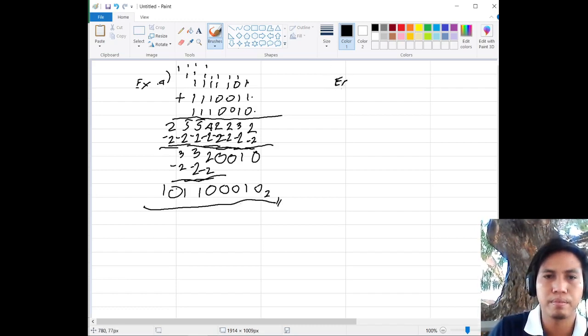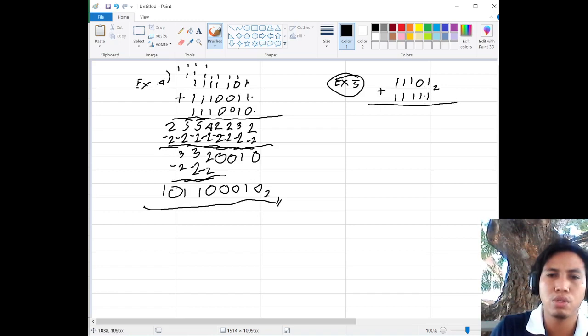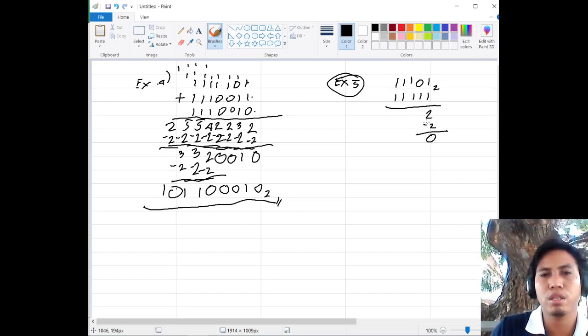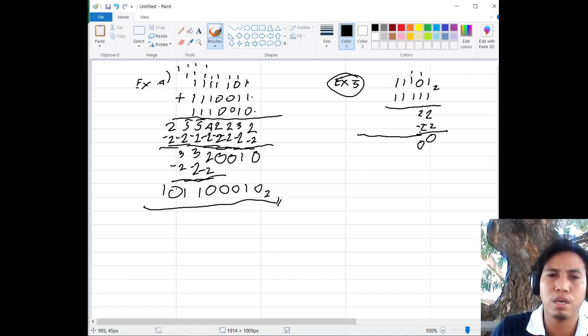Example number 5. So we have 1, 1, 1, 0, 1, base of 2, then 1, 1, 1, 1, 1. This is still addition. So 1 plus 1, okay? So that is 2, and 2 is an invalid digit, so we subtract 2. Okay, so 2 is an invalid digit, so you subtract 2. Then you get resulting 0, then you carry 1 because you subtracted 2 ones. So 1 plus 0 plus 1, that is 2. Then you subtract 2, that would be 0, then carry 1.